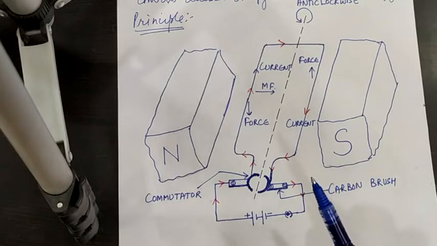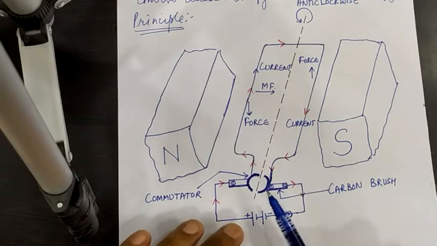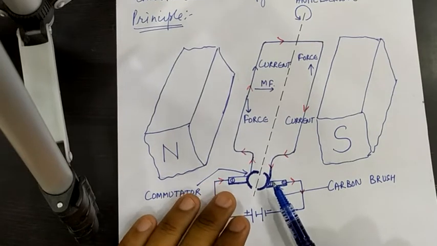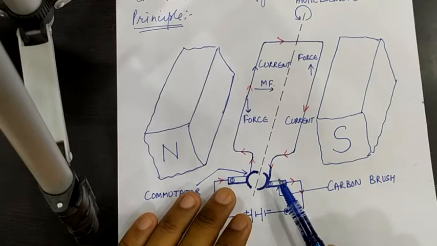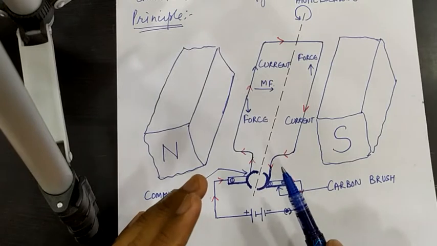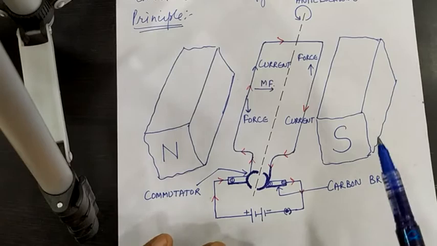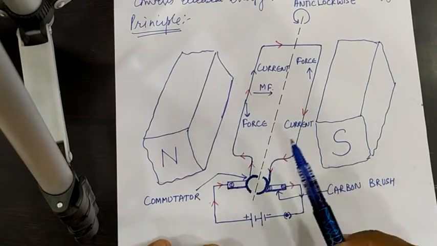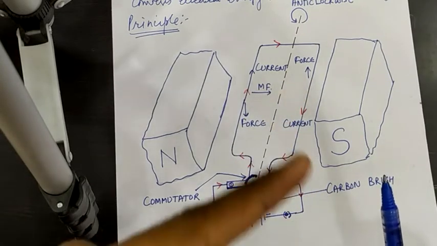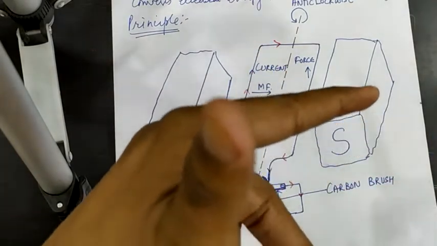And if you want to know the function of carbon brushes, it is to make contact with the rotating rings. These are the rotating rings of the commutator, and through them the brushes supply current to the coil. Got it? Now you can see its working. The magnetic field is in this direction. You will use your Fleming's left hand rule. The forefinger points towards the magnetic field, as you can see here.